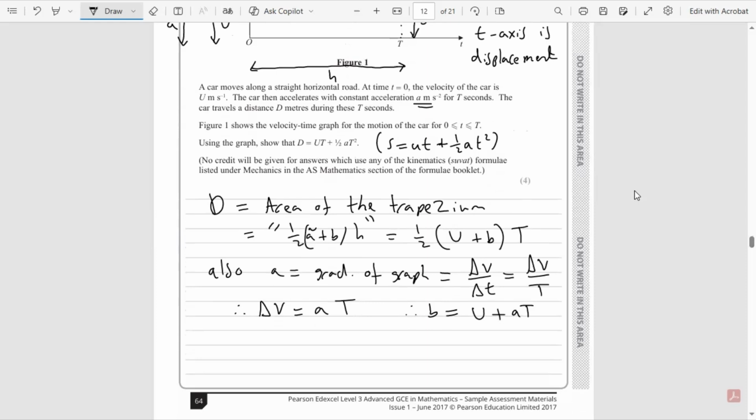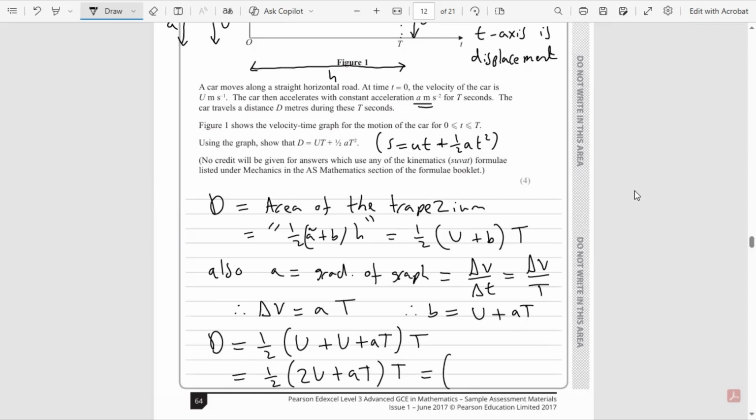There we go. So now then, what we can say is that the distance is equal to a half times by U plus B, but we know that B is now going to be U plus aT, and then times by the T at the end. So this is a half of 2U plus aT times by the T.